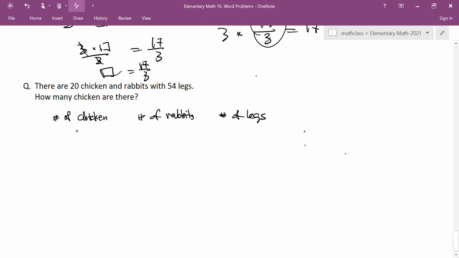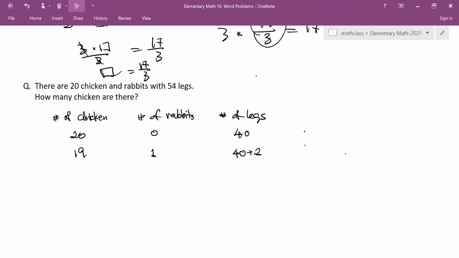Let's assume all of them are chickens: 20 chickens, 0 rabbits. Then how many legs are you going to get? You're going to get 40 legs, which is much less than 54 legs. So you have to decrease the number of chickens and increase the number of rabbits. Each time, the net change is that you increase 2 legs.